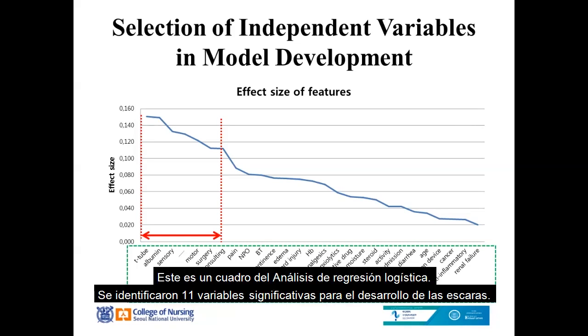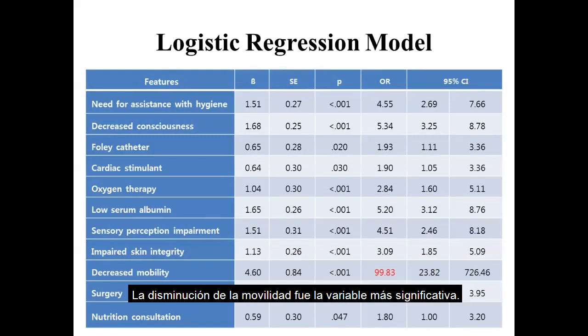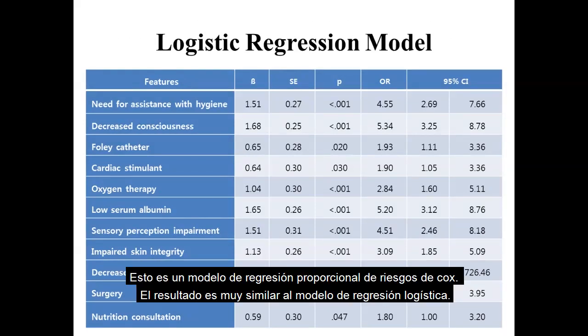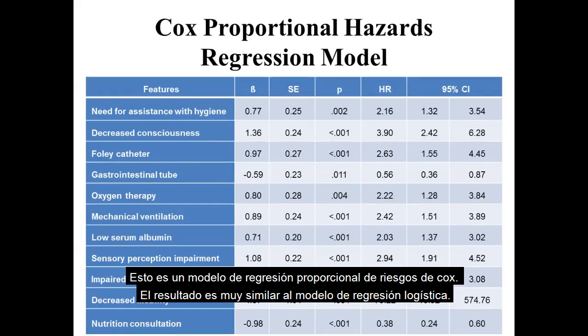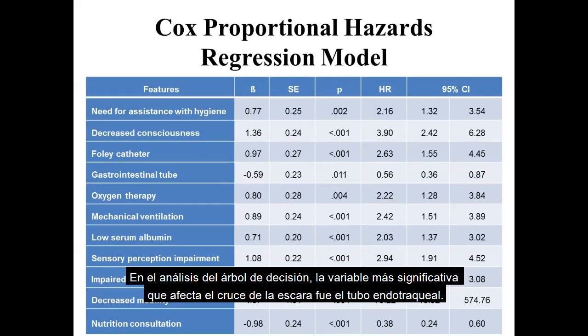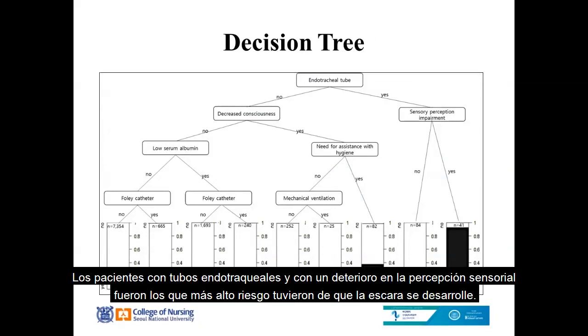This is the result of logistic regression analysis. 11 features were identified to be significant on the development of pressure injuries. Decreased mobility was the most significant feature. This is the result of the Cox proportional hazard model. The result is very similar to the logistic regression model. In the decision tree analysis, the most significant feature affecting the occurrence of pressure injuries was endotracheal tube. Patients with endotracheal tube and sensory perception impairment had the highest risk of pressure injury development.